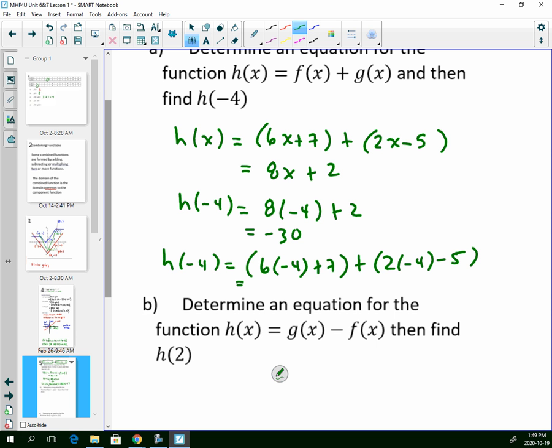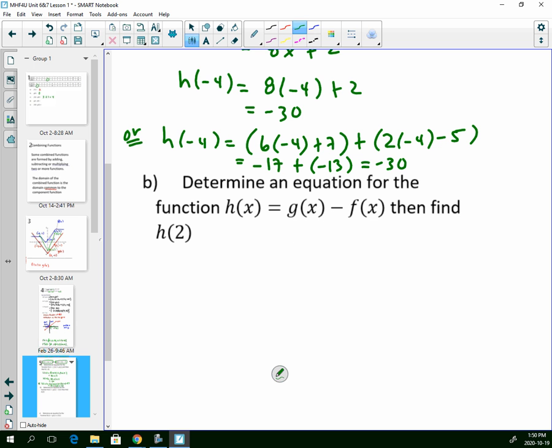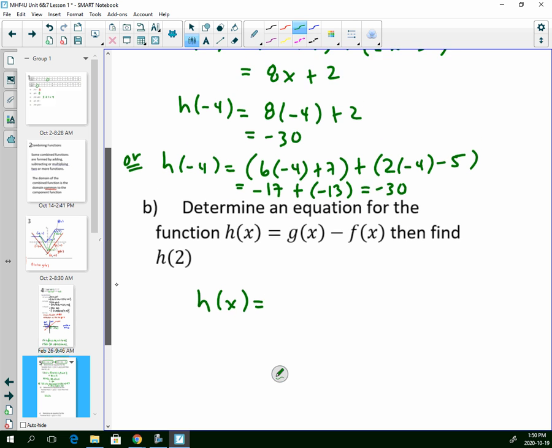So what would that be? -24 plus 7 is -17. And then we have -8 minus 5, -13, and that gives me -30. Okay? So it is possible. I think it's easier to simplify the equations first and then sub it in, but you will end up with the same result if you do it the other way. Just remember that order does matter, especially when you're subtracting.